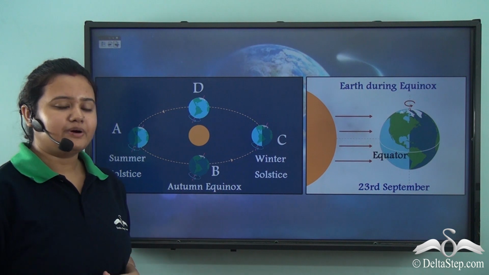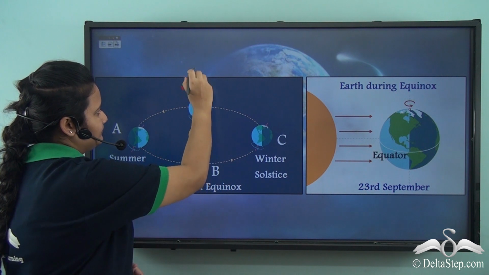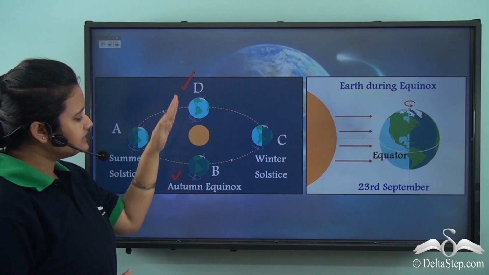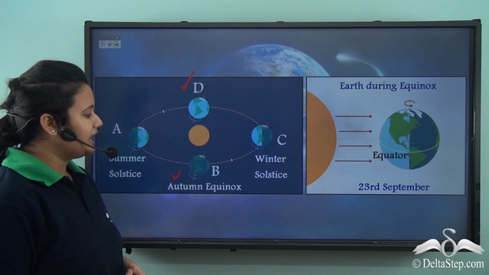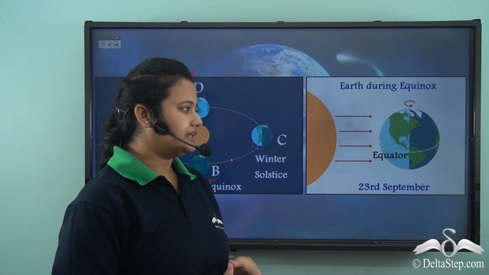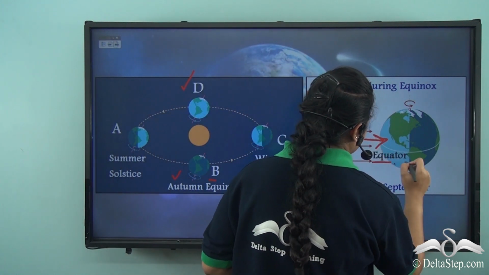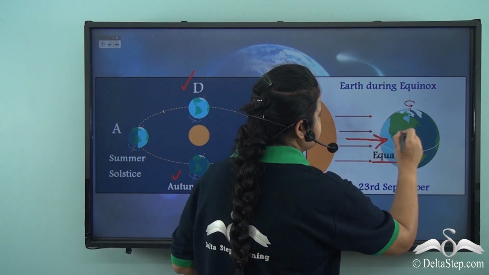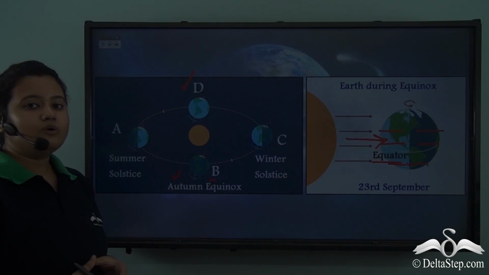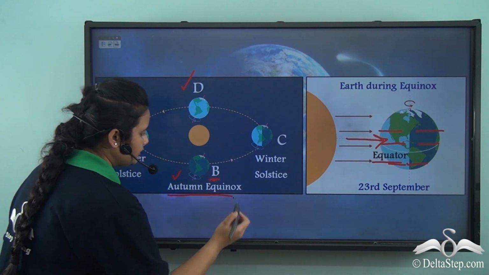We shall now discuss the conditions of the earth at positions B and D. Well, at both these positions, we find that a tilted earth faces the sun. Now, if we zoom into position B, then our earth will look something like this. Here, we find that the sun's rays are vertical over the equator. And also, the days and nights are of equal durations throughout the globe. Now, the condition of the earth at position B is known as autumn equinox.